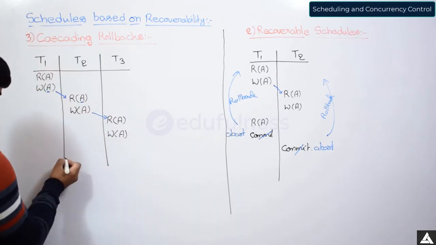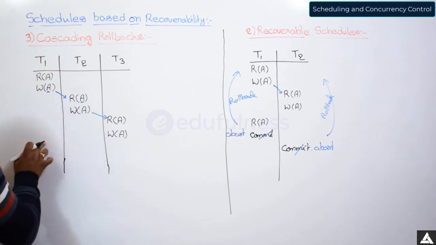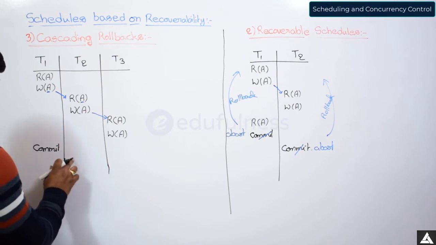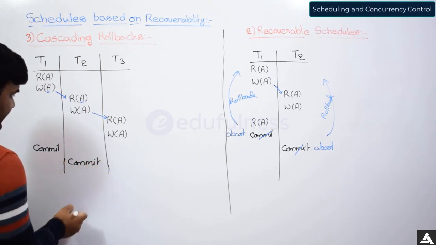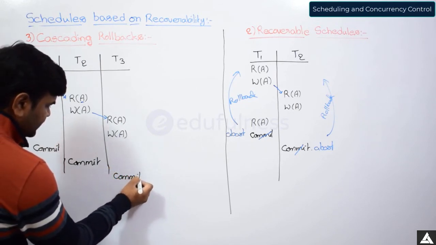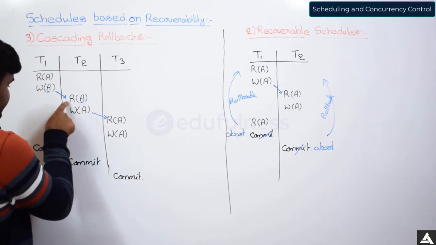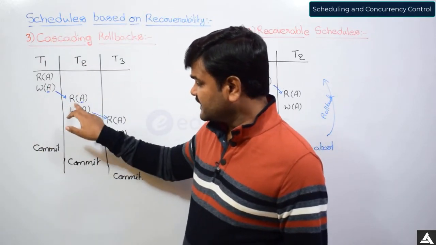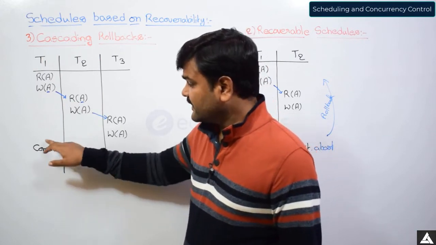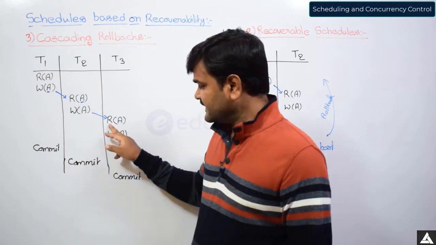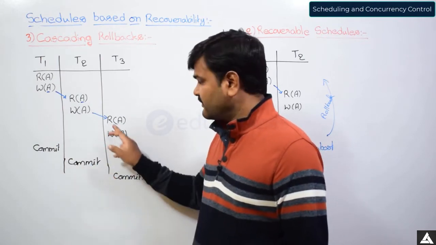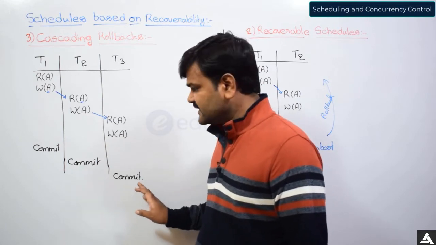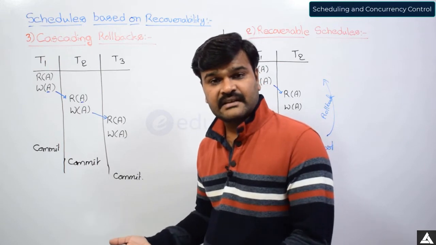In this case, assume first that there is no problem. First T1 is committing. After T1 commits, T2 is committing, and then T3 is committing. Here at T2 you have a dirty read, but there is no problem, because T2 commits only after T1 commits. Here also a dirty read is there, so observe the commit operations. The transaction from which you read commits first, and then T3 commits. In this committing there is no problem, you can recover the data.